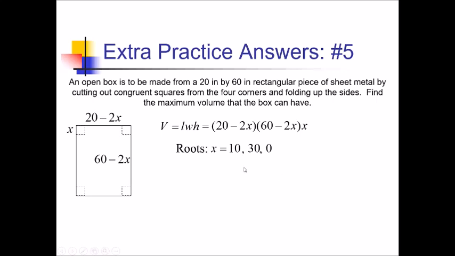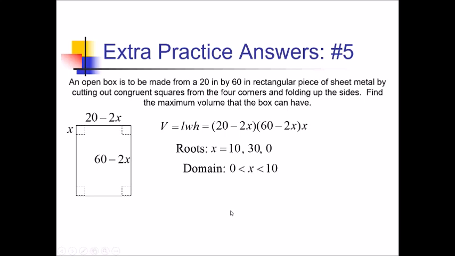So for my domain, x can't be 0 or less than that because then we would have a height that's either non-existent or negative, and we wouldn't have a box. We also can't have something that's 10 or bigger because once I get to 10, I've used up this entire length side up here because I've got 20 minus 20 basically. And then it doesn't matter if we go past 10 because we've already used up this side. So my domain is going to be from 0 to 10 then.